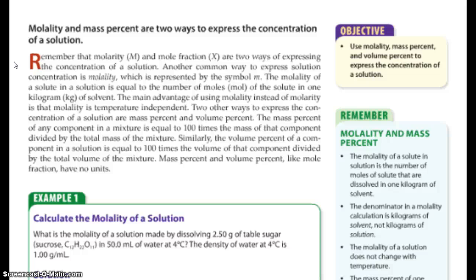Two other ways to express the concentration of a solution are mass percent and volume percent. The mass percent of any component in a mixture is equal to 100 times the mass of that component divided by the total mass of the mixture. Similarly, the volume percent of a component in a solution is equal to 100 times the volume of that component divided by the total volume of the mixture. Again, basically you multiply by 100 to get a percent. Mass percent and volume percent, like mole fraction, have no units.